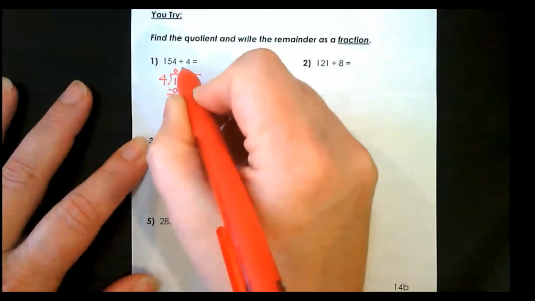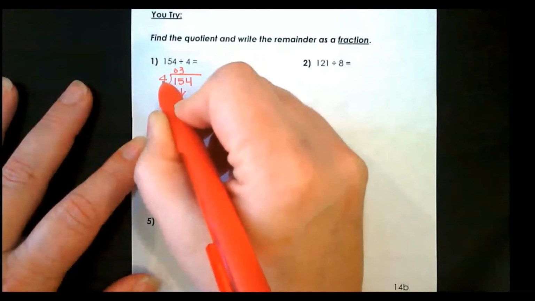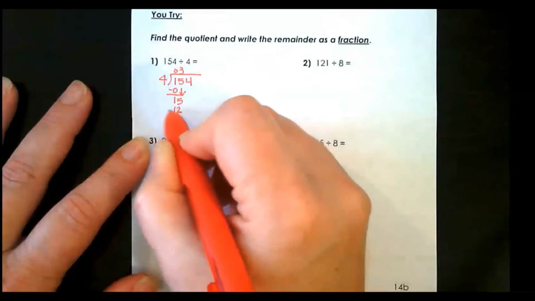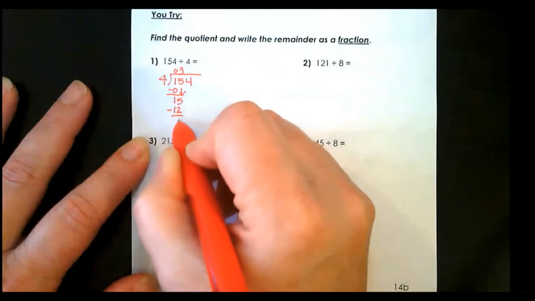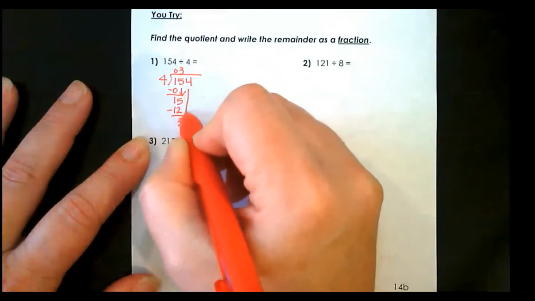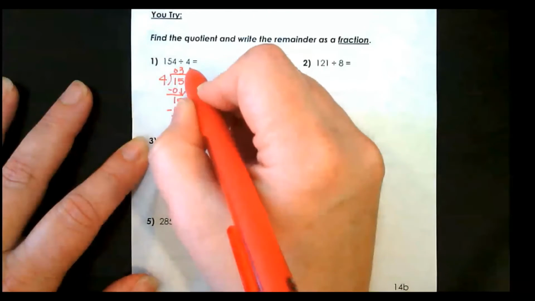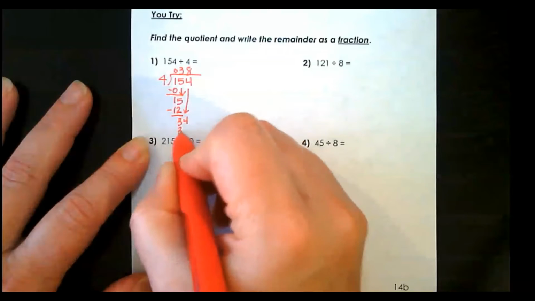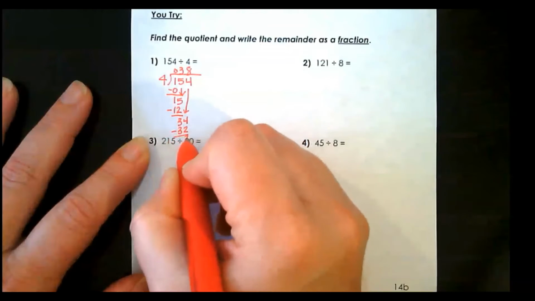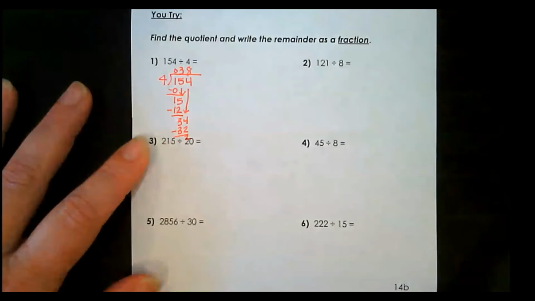4 goes into 15 3 times. 3 times 4 is 12. I subtract, I get 3. And then I bring down the 4. 4 goes into 34 8 times. And that's 32. When I subtract, I get 2. Now let's write it as an answer.